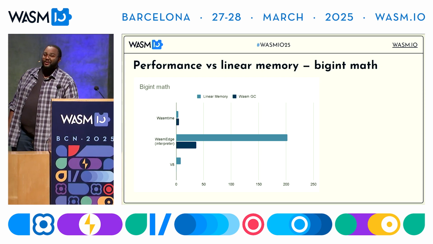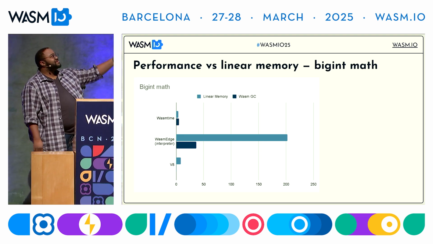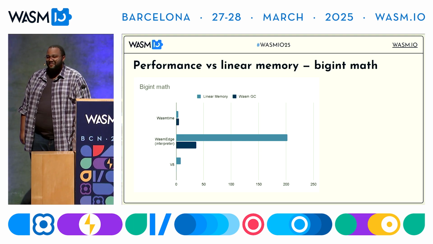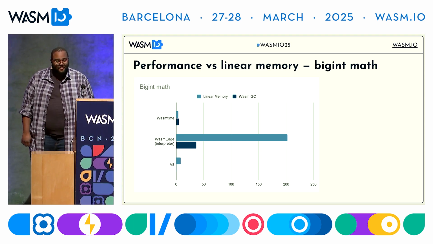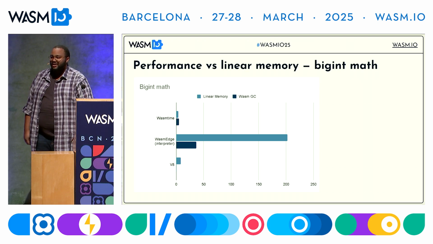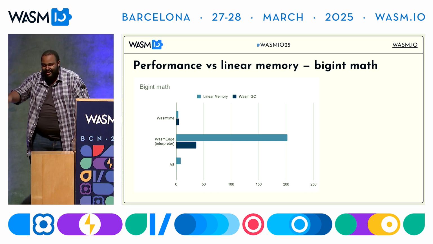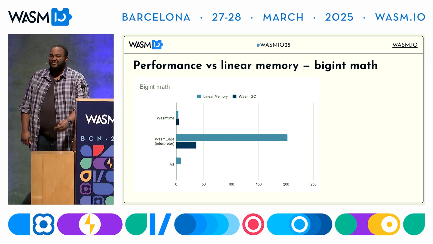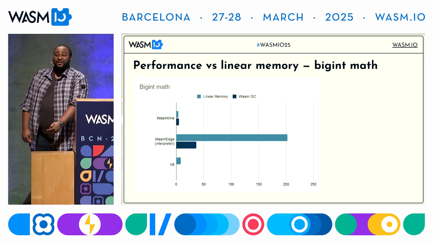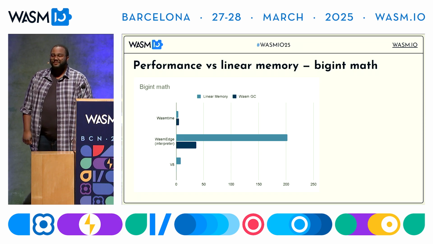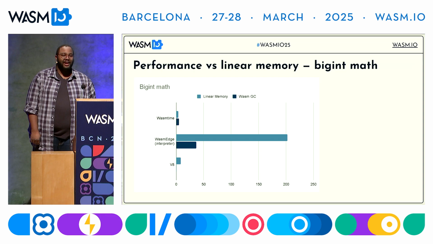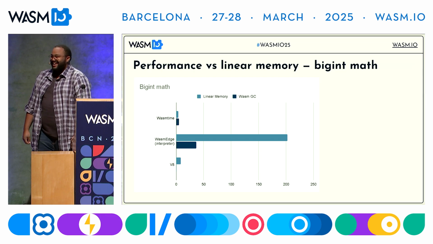V8, you'll notice, the Wasm GC bar isn't even on the graph. When I ran the test, the linear memory version took like 15 seconds to run. And then I compiled it with GC. I hit enter, and it completed immediately, and it had the correct answer. And I was like, suspicious. But then looking into it more, it turns out, nah, V8's just about it.